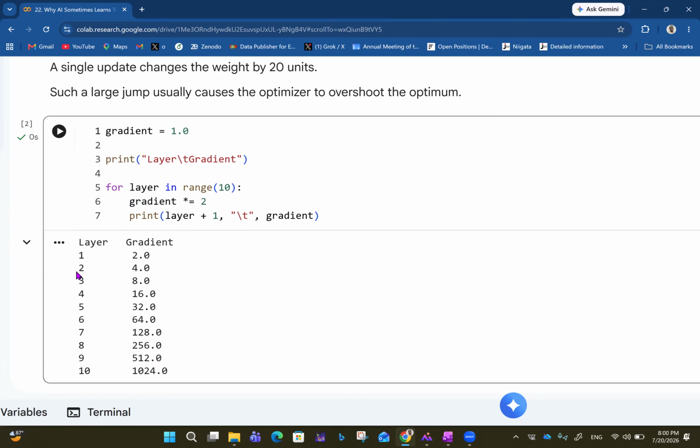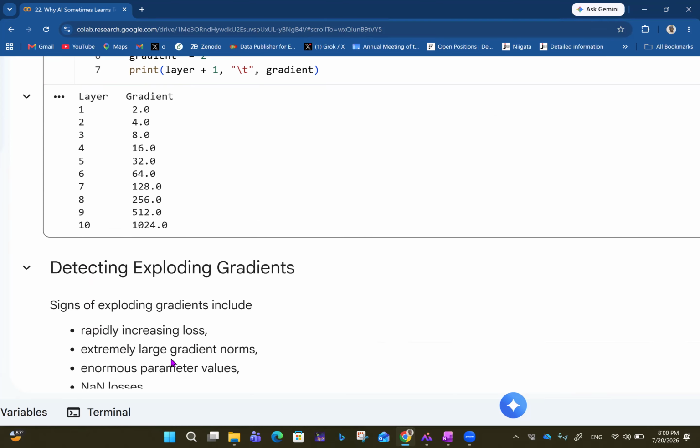So next, at gradient 2 now, you have 2 times 2, that's 4. At gradient 4 now, 4 times 2, you get 8. And it keeps going. At 10, you have 1024. And it just keeps going like that, just being so big.